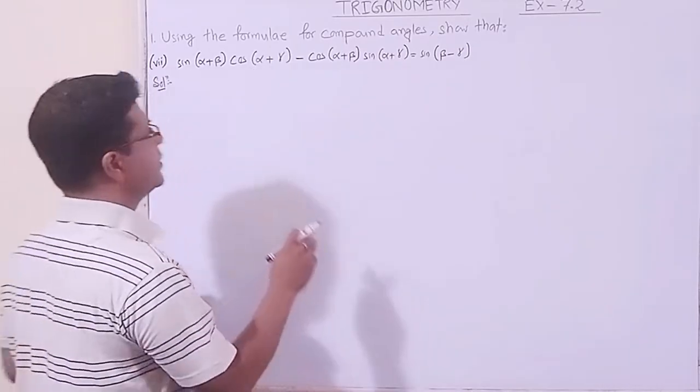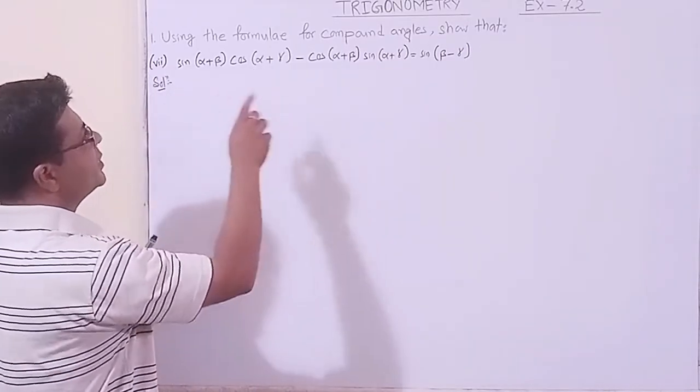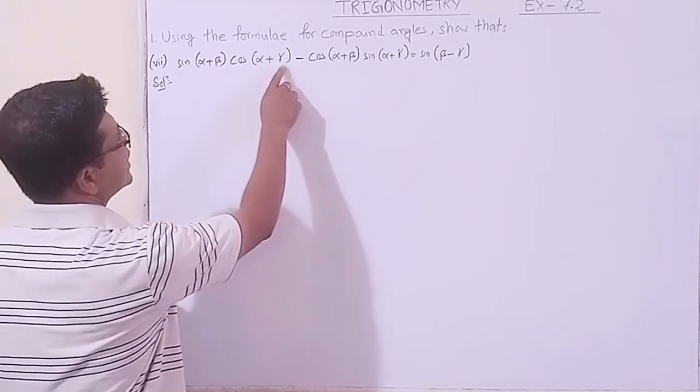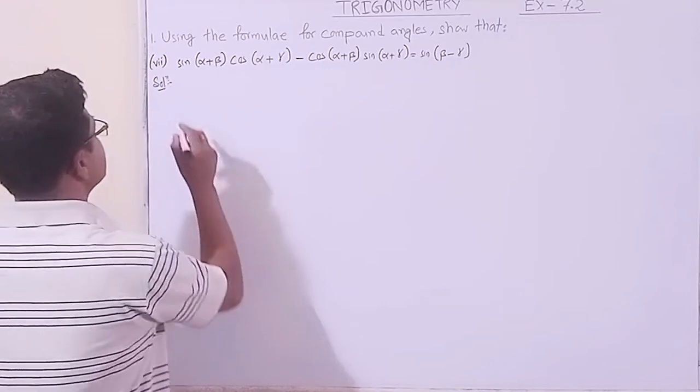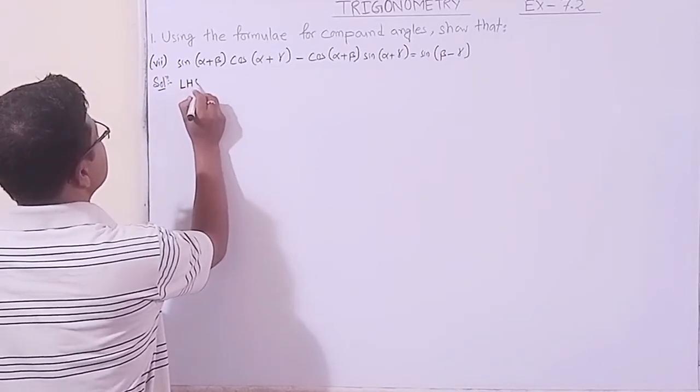Okay, dear students, here we have to prove that this is equal to sine of beta minus gamma. Now here there are some Greek symbols. This is alpha, beta, gamma, is equal to sine of beta minus gamma. We have to prove this. So for this, let us take the left hand side.